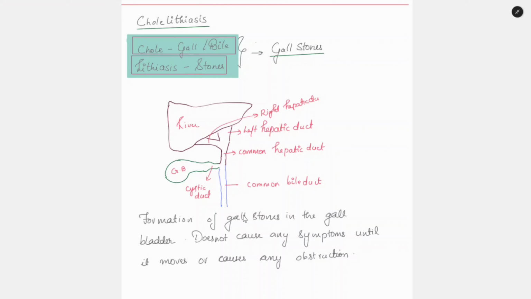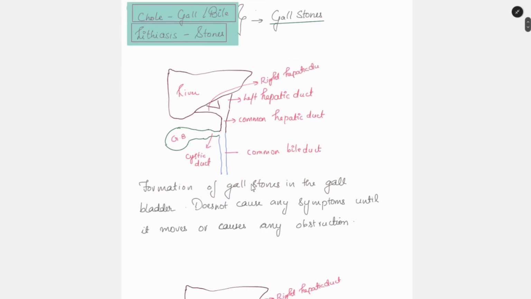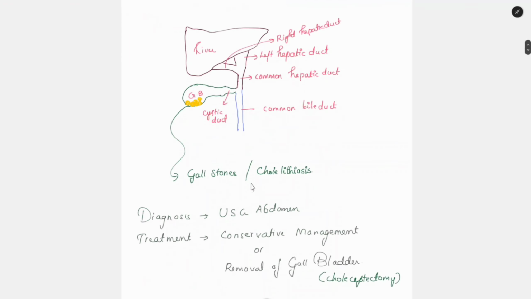Formation of gallstones in the gallbladder is called cholelithiasis. Cholelithiasis doesn't cause any symptoms until it moves or causes any obstruction on its way. Let me show you another picture here. You can see the presence of gallstones. This is what we call cholelithiasis. Until it moves out from the gallbladder, either into the cystic duct or to the common bile duct, it doesn't cause any symptoms or pain. Once it starts moving, or once it causes an obstruction at the cystic duct or at the common bile duct, then the patient experiences pain and other symptoms too.